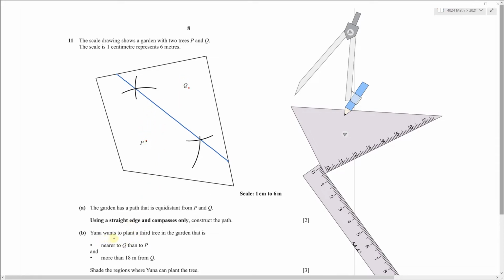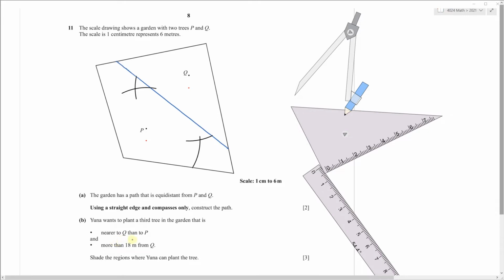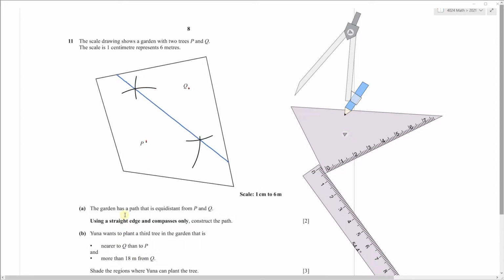Part B: Yuna wants to plant a third tree in the garden that is nearer to Q than to P and more than 18 meters from Q. So go back here.